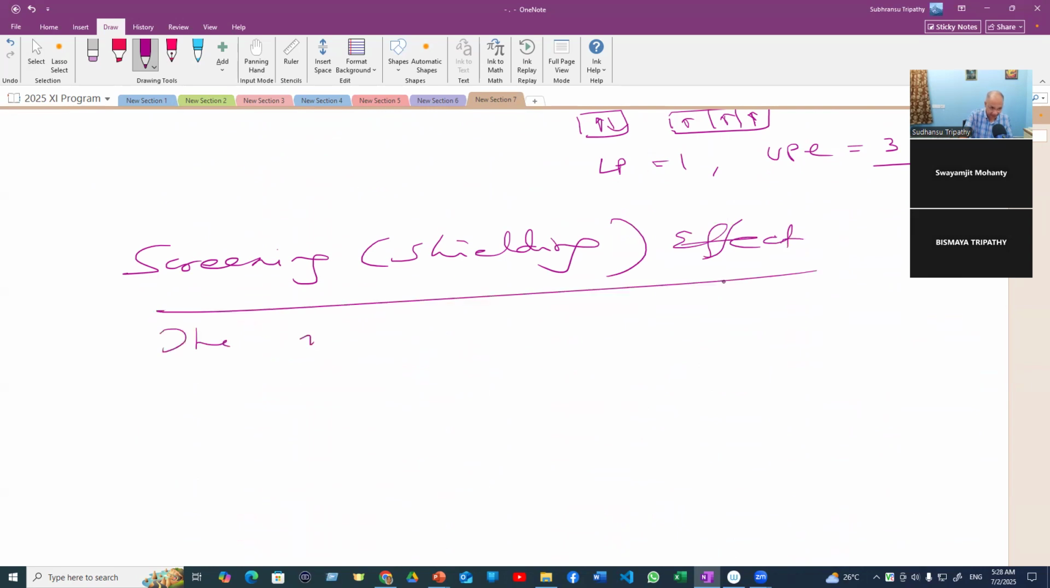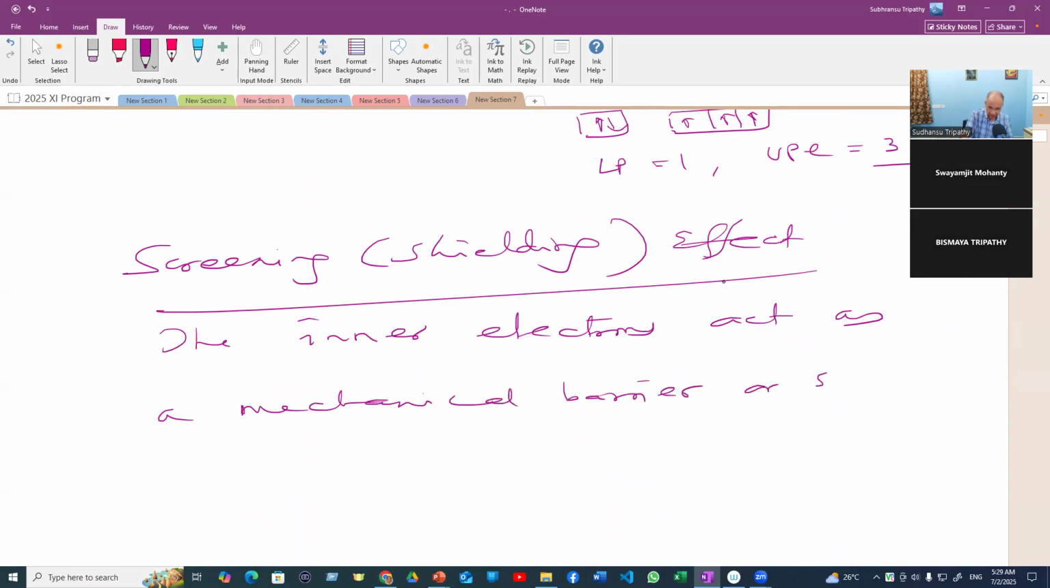The inner electrons act as a mechanical barrier, or screen, or shield to reduce the nuclear pull. This is called screening effect.